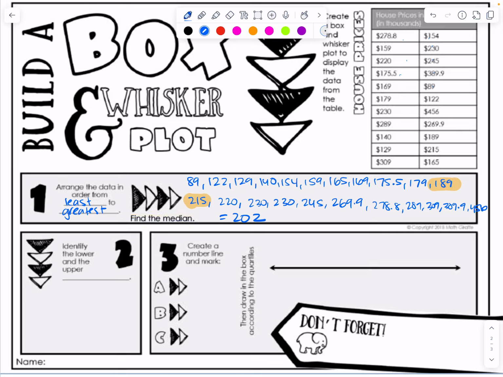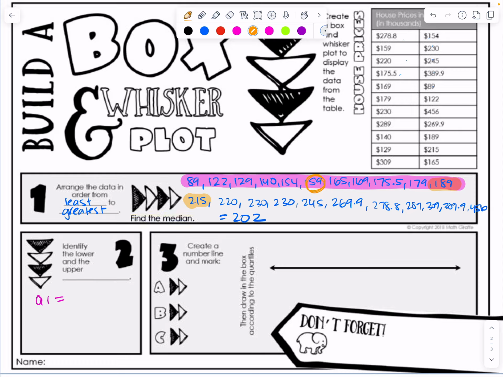And so if we split them, we know we'll have an even number of values, so we'll have to find the average of two numbers in terms of looking for our median. The numbers in the middle will be 189 and 215. And the average of those numbers will be 202. So we have our median now, and now we want to look at our quartiles.